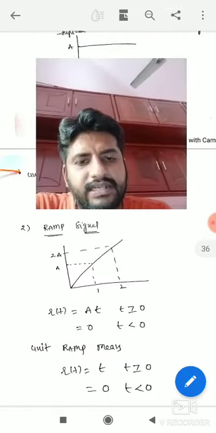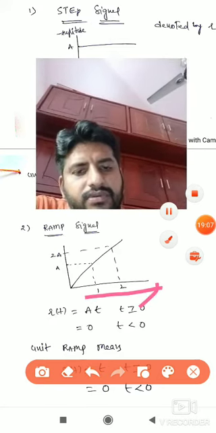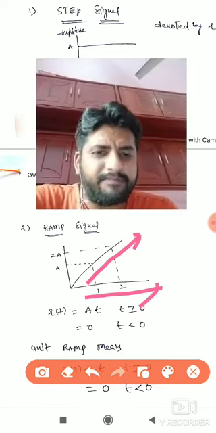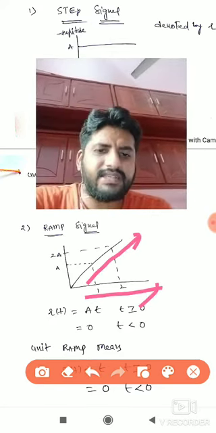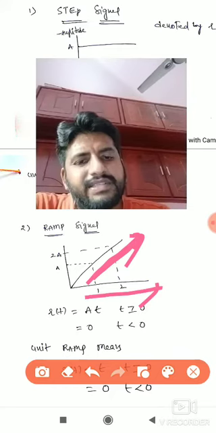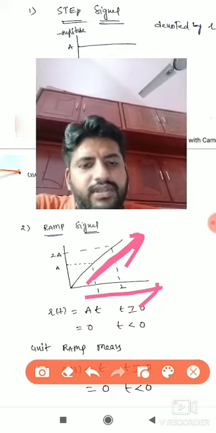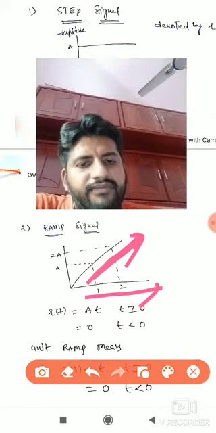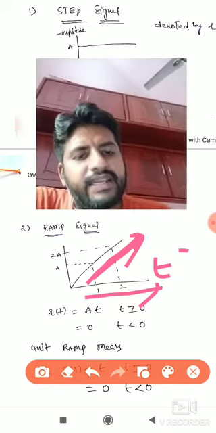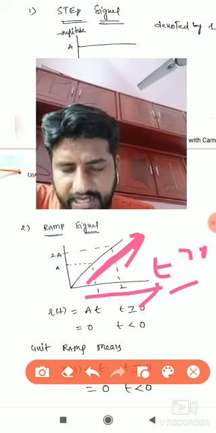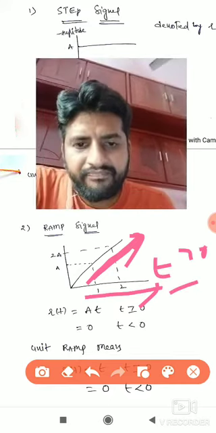This ramp signal is like this: r(t) is equal to At for t greater than or equal to 0. That means for t greater than 0, my signal is At. y is equal to mx plus c; the same slope, y is equal to mx. Like this, At. If t is equal to 0, what is the value? 0. If t is equal to 1, what is the value? A. If t is equal to 2, what is the value? 2A. Like this, it goes on increasing linearly. This is for t greater than or equal to 0. For t less than 0, is there any response? There is no response. That should be 0. Alright.